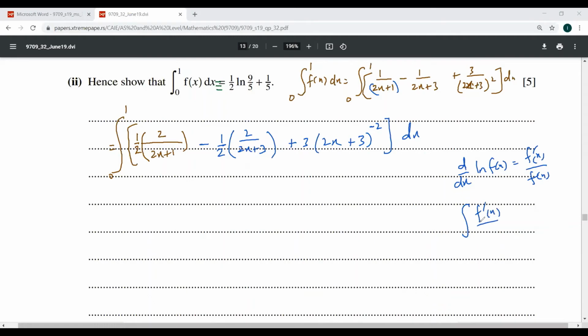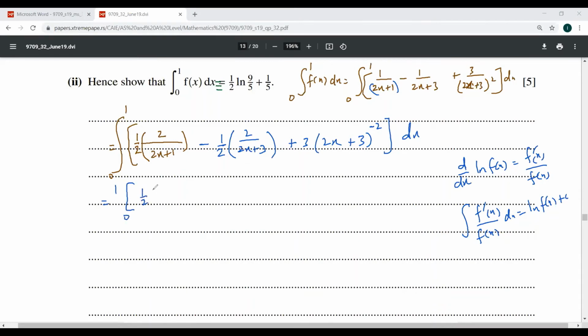Therefore, the integral of f dash of x over f of x dx will give you ln f of x plus c. You must be writing these things again and again; when you write this, you will remember this. So this is the revision going on. That is why we're trying to bring the derivative of the denominator into the numerator. The derivative of 2x plus 1 is 2, so I have brought in 2. Therefore, I had to bring in half as well.